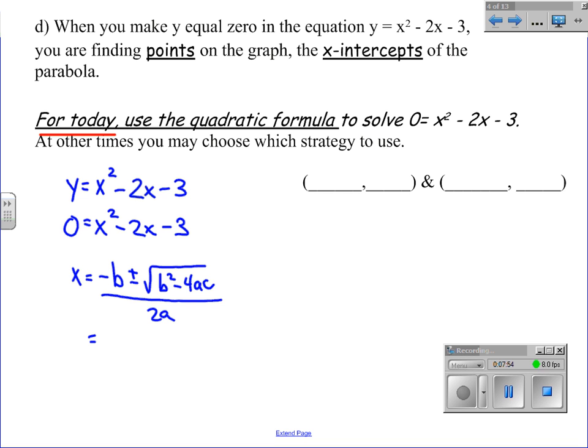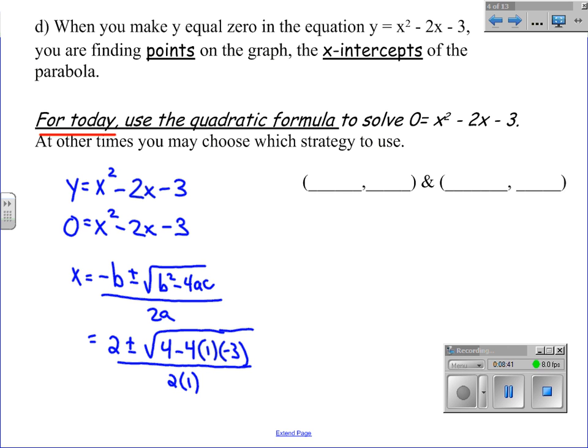So, what is the opposite of b, Kelly? Good, positive 2. Thank you. Plus or minus. Good practice. b squared is going to be what, Saf? 4. Negative 2 squared is 4. Minus 4. a is 1. c is negative 3. My experience shows me the kids make the most mistakes by being reckless with their signs. All over what, Annika? 2a, good. Which means 2 times 1.